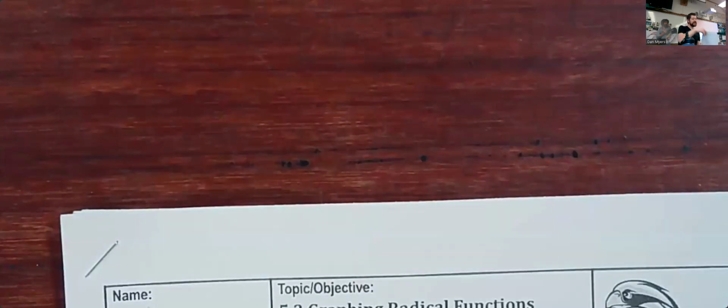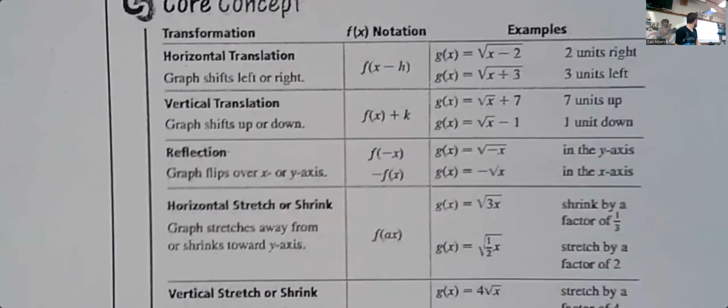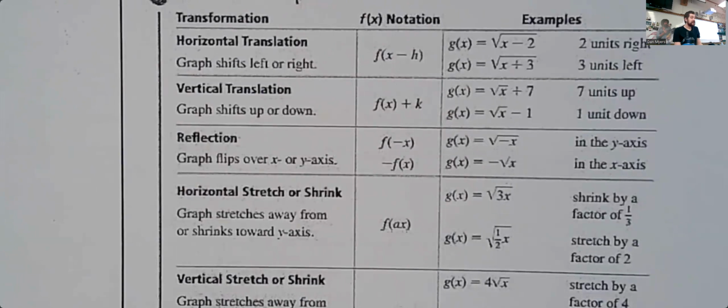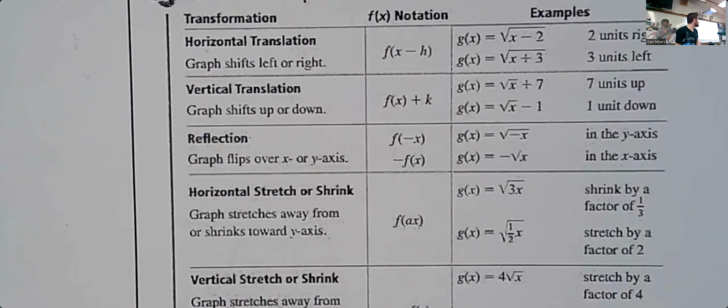Now we get to refresh ourselves on all of our transformation rules that we learned way back in Unit 1. And the nice thing is, the transformation rules for radicals are the same as the transformation rules that we have for constants, for linears, for quadratic, for absolute value. Those are all the same here. So just as a quick review, I want to make sure everybody is remembering how these things work. I'm going to start with vertical.